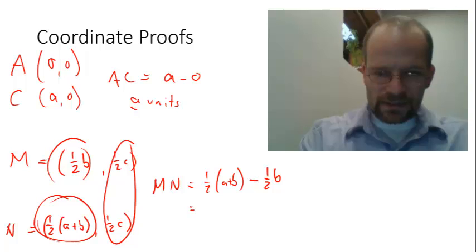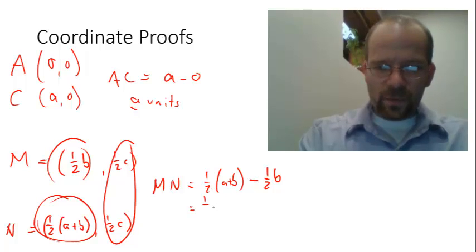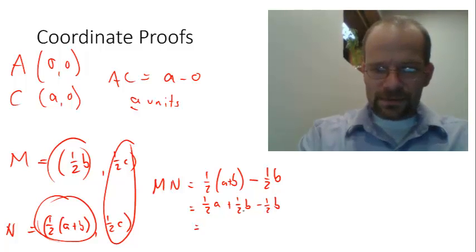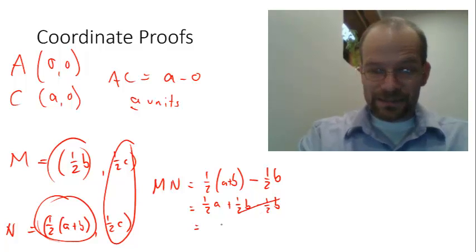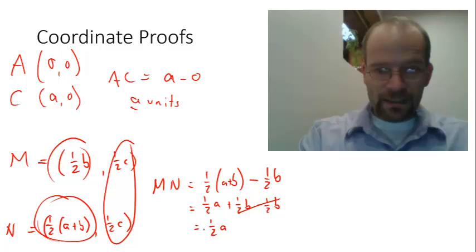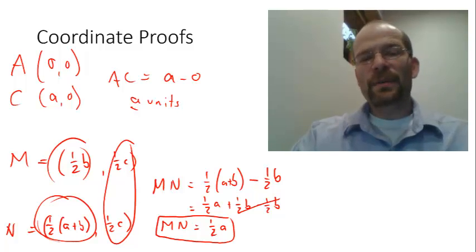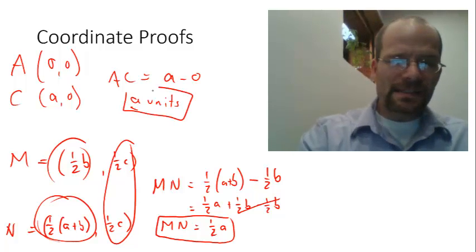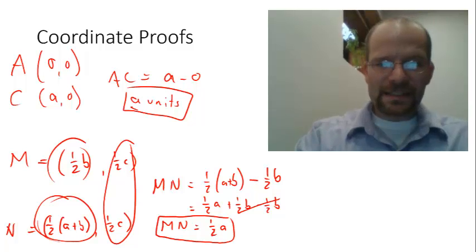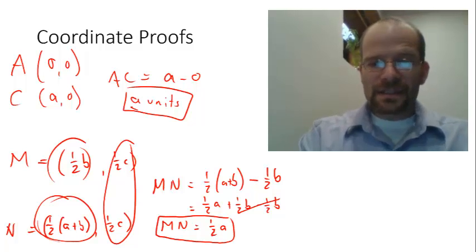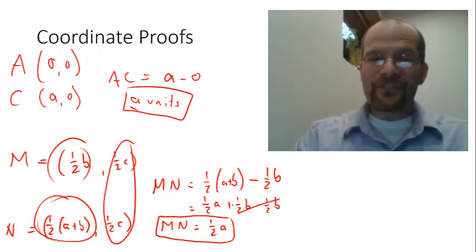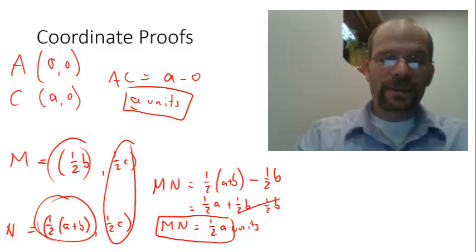Let's see what we get. In order to solve this, we really need to distribute the 1/2 over the binomial here. So we end up with 1/2 a plus 1/2 b minus 1/2 b. And you can see 1/2 b minus 1/2 b actually cancels. And so we have simply 1/2 a. That is the length of segment MN. So if we ask the question, did we prove the second part of the theorem? The answer is yes. Here we've proven that the length of segment AC is equal to a units, and the length of segment MN is equal to 1/2 a units. So it is half the length.